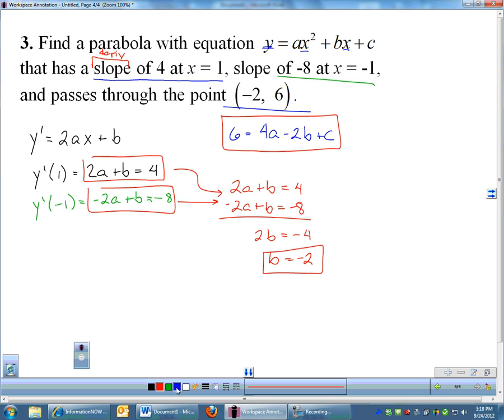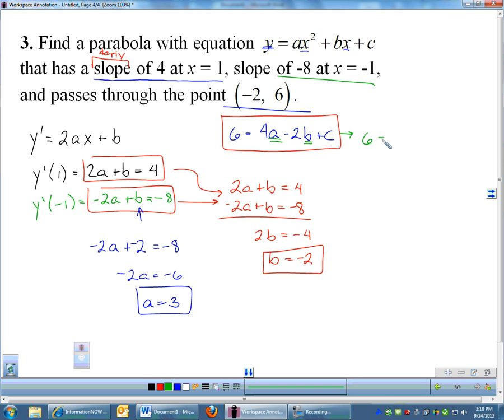So now I've solved for b, and once you get one variable, the rest of them usually fall back into place pretty quickly. So now that I know b is negative 2, I'm going to plug it in right here, and that gives me negative 2a plus b, which is negative 2, equals negative 8. We solve the equation. Negative 2a is negative 6. A is equal to positive 3. And then now that I know a and b, I can plug them into this equation to solve for c.